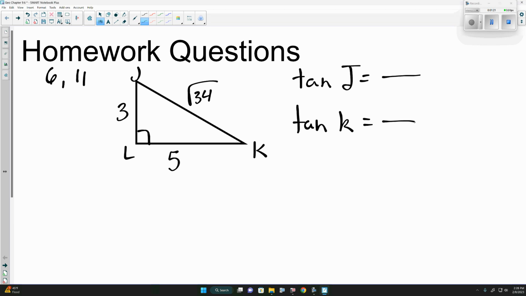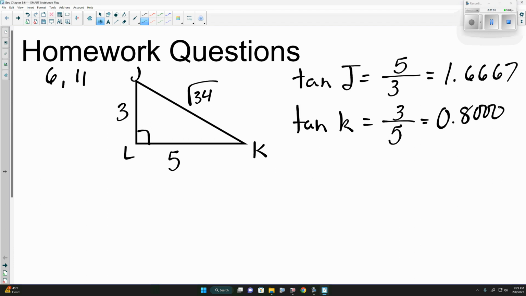Now, tangent is opposite over adjacent. So for angle J, the opposite side is 5 and the adjacent side would be 3, and this here would be 1.6667 as a decimal. Now K, the opposite side is 3, the adjacent side is 5, and this as a decimal is 0.8.